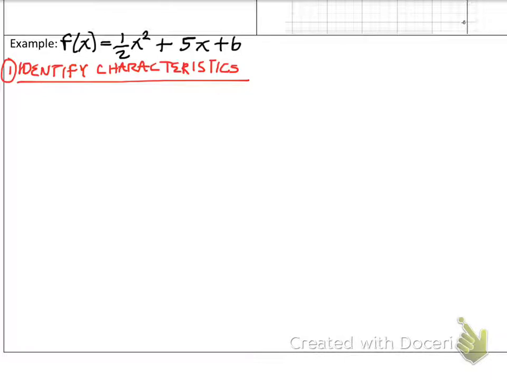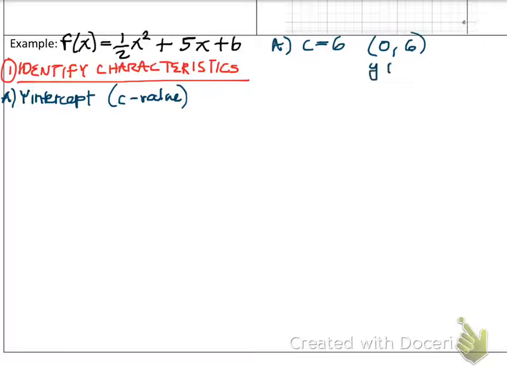So the first step is to identify the characteristics. And this is really the bulk of the work because there's a number of characteristics we're going to need to find. The first one, A, is the y-intercept. This is the easiest because we should be able to easily identify the y-intercept just by looking at our c value. For A, our y-intercept would be our c value. In this case, c is 6. So we have (0, 6) as our y-intercept.